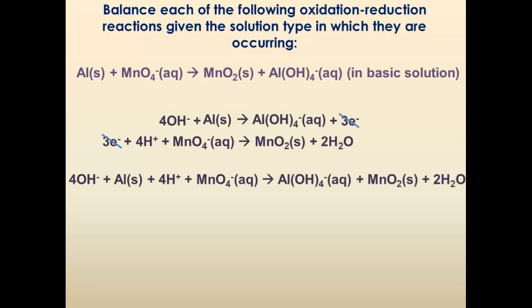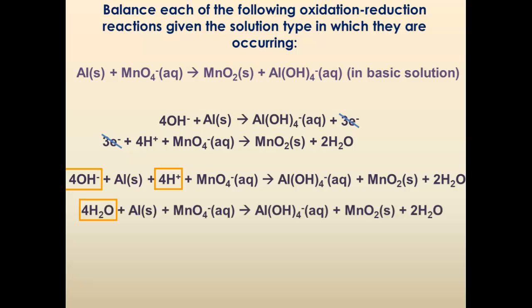I can combine the two sides, and now I have a balanced equation, but I want to make it be basic, so I need to remove those hydrogen ions. And normally I remove those hydrogen ions by adding hydroxide ions, but I already have them. So I'm not going to have to add them to both sides of the equation because I already had a sufficient number of hydroxides to balance out the hydrogen ions present. That's going to result in 4 waters being made.